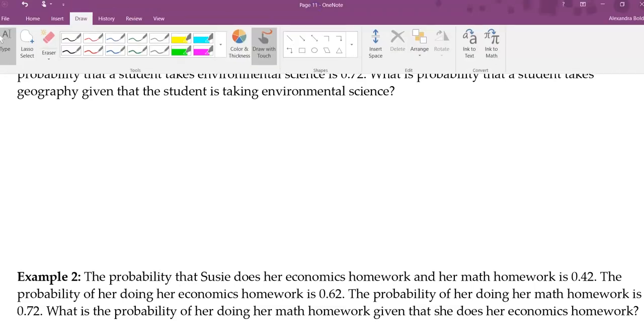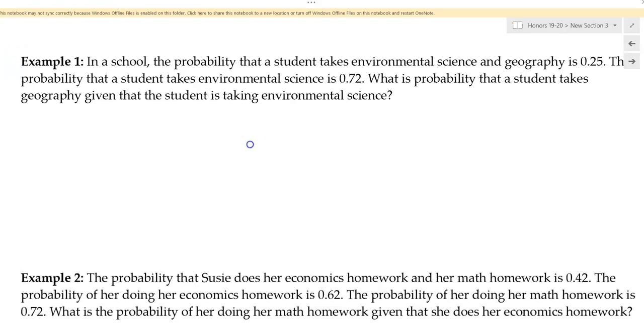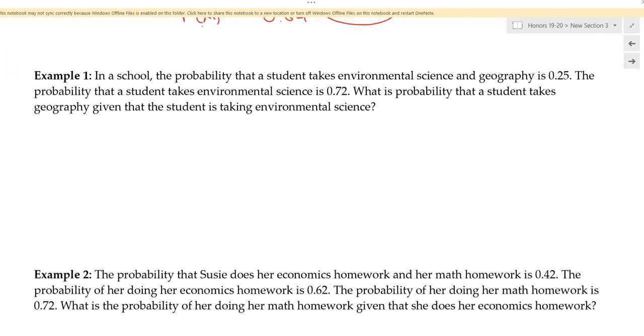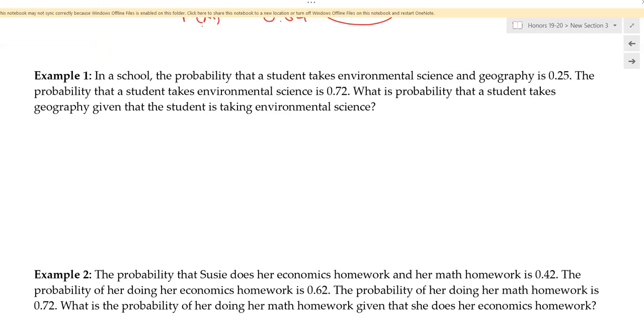In a school, the probability that a student takes environmental science and geography is 0.25. The probability that a student takes environmental science is 0.72. What is the probability that a student takes geography given that the student is taking environmental science? This last sentence is important. So we're finding the probability that a student takes geography given that the student is taking environmental science.